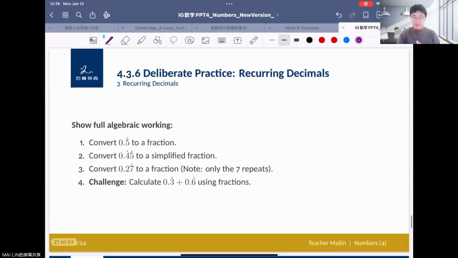Okay, and here are some problems and challenges for you to do. So maybe you can take your time and try to solve these problems, please.